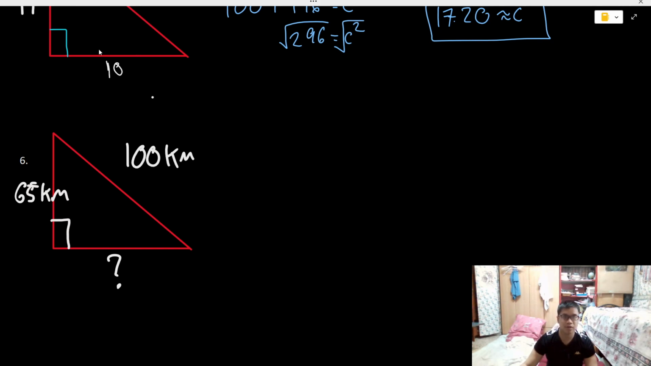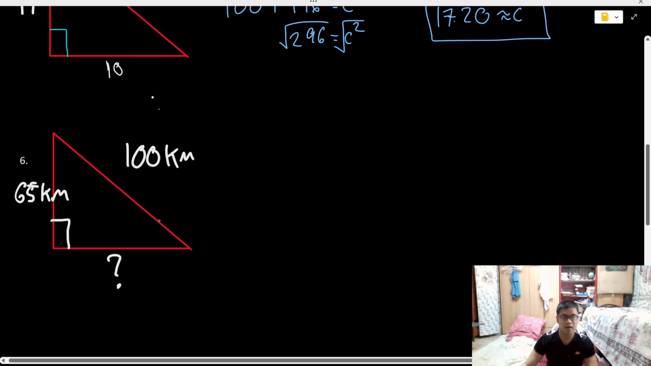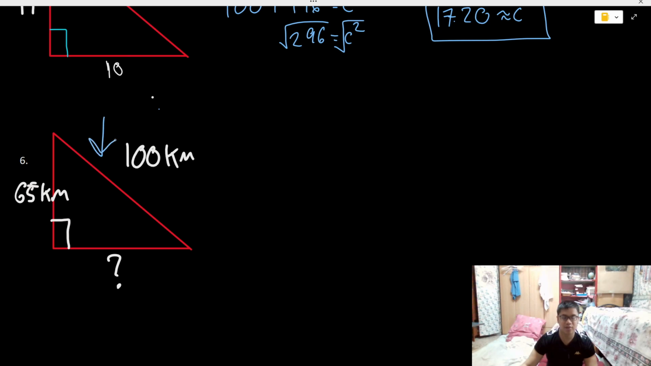In the right triangle, if you see that we have a given length for this side right here, that means that's already your C. So your C is equal to 100 kilometers. Then we can represent A as 65 kilometers or B as 65 kilometers. It's up to you actually, right? But for me, I would rather have A as 65 kilometers. So let's find the missing one, which I'll represent as B.